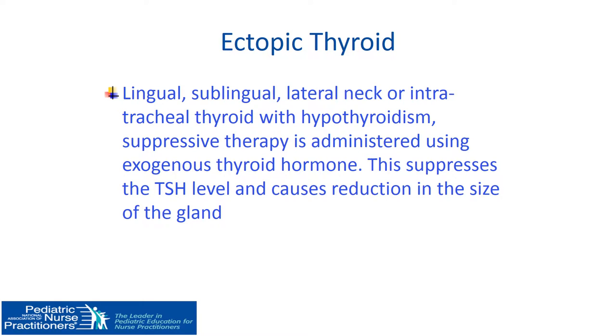Okay, ectopic thyroid can be lingual, sublingual, in the lateral neck, and it can be intratracheal. And like we said, a lot of the times it leads to hypothyroidism because the gland really isn't functioning and it's in the wrong place. So we suppress the thyroid gland using exogenous thyroid hormones like levothyroxine, and that suppresses the TSH and causes a reduction in the size of the gland. If you have a thyroid gland in your trachea and it gets too big and you get a goiter there, you're going to be in big trouble. So we have to suppress that. We have to try to shrink that tissue as much as possible, and supplementing with thyroid hormone will help with the reduction in size.